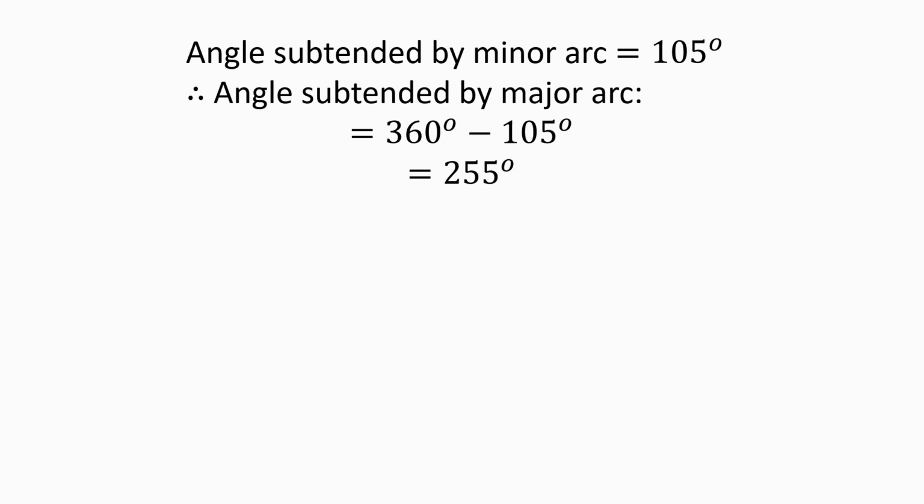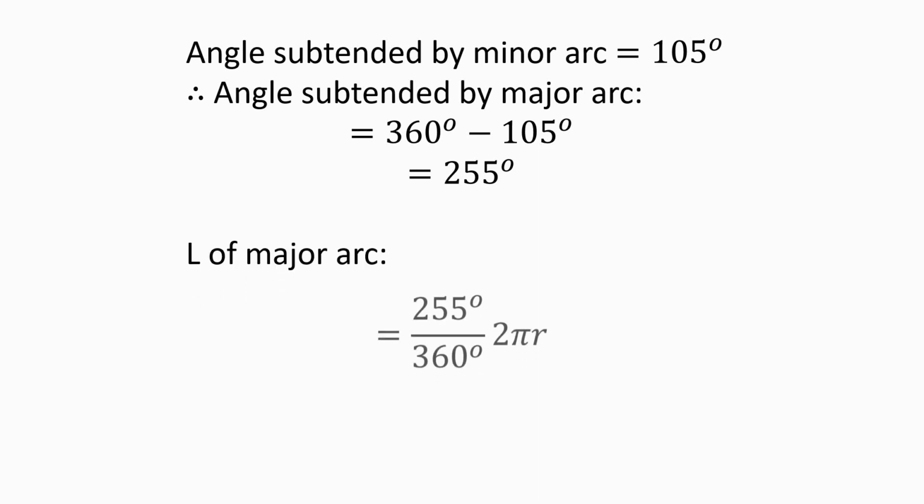Then we've been asked to find the length of the major arc, and so the length of the major arc will be the proportion of the angle subtended by the arc times the formula for the circumference of a circle, which is 2 pi r, since in this case we've been given the radius.